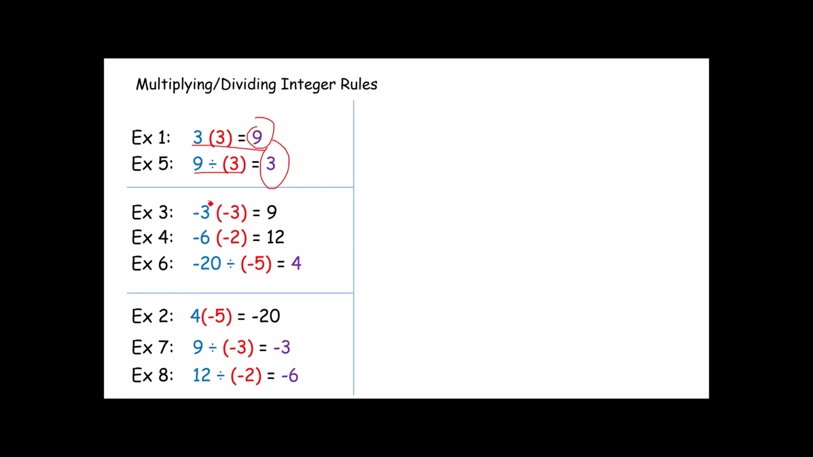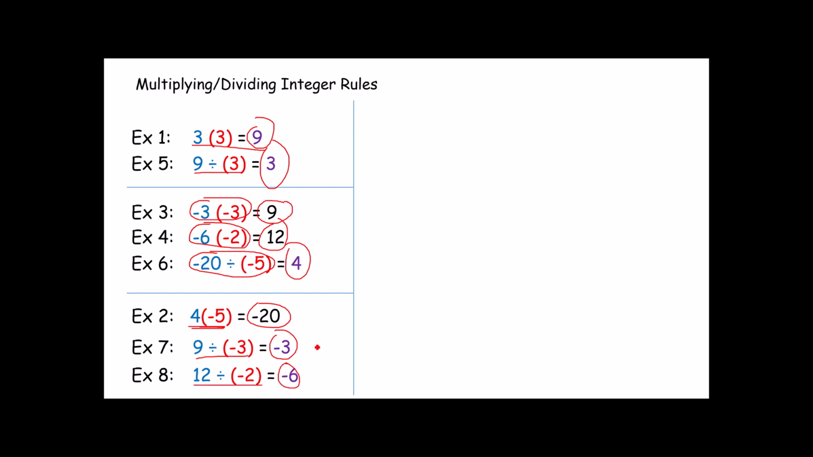The same thing happens when I have a negative times a negative, or a negative divided by a negative. If I have a negative divided by a negative, I get positive. But look what happens when my signs are different. Positive times a negative gave me a negative. Positive divided by a negative gave me a negative.